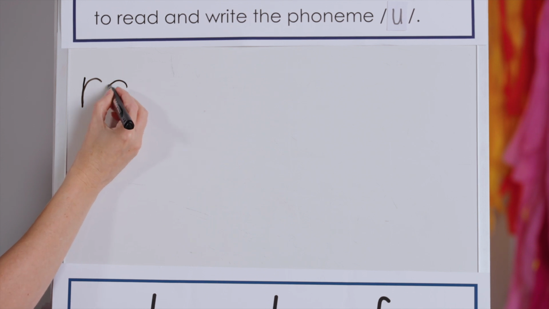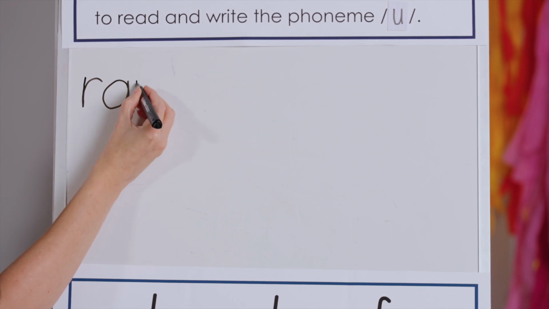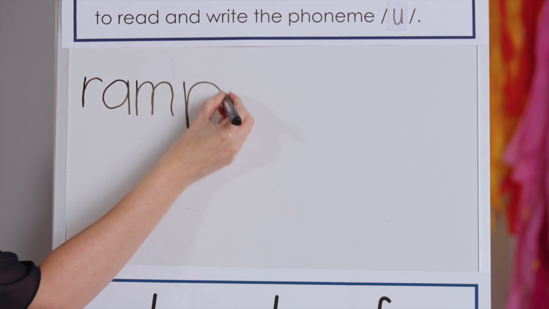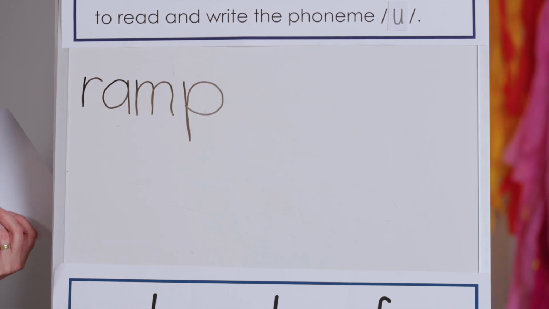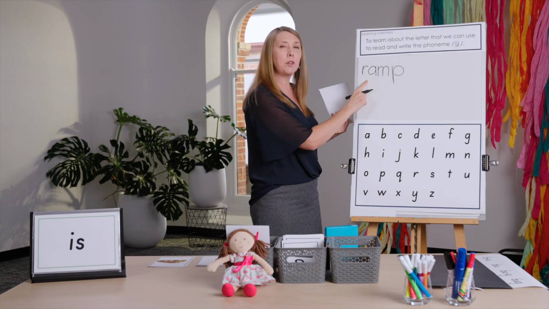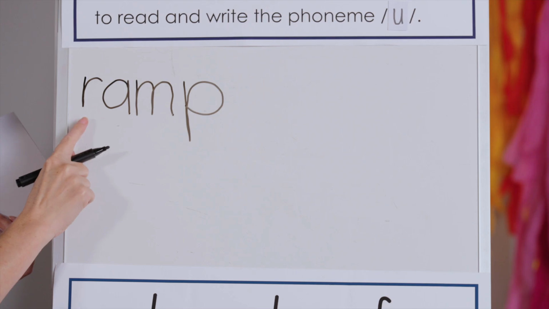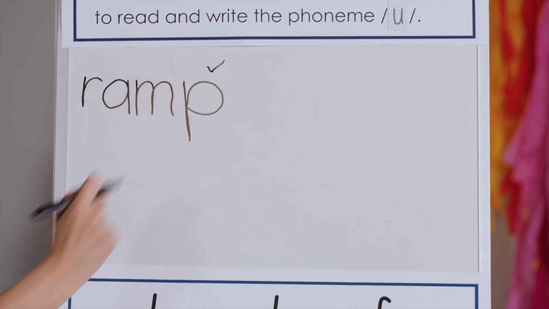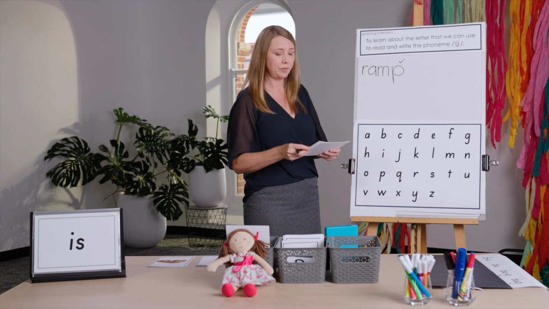R, a, m, p. Ramp. Have a look at mine. Does yours look the same? R, a, m, p. Ramp. If it looks the same as mine, give it a tick. If it doesn't, fix it up and then give it a tick.